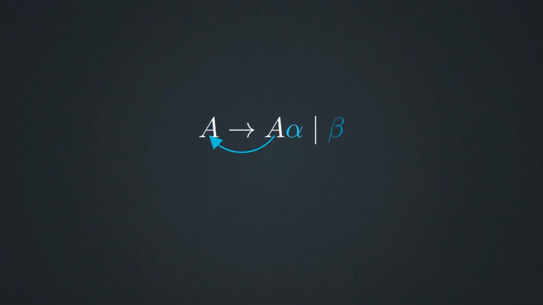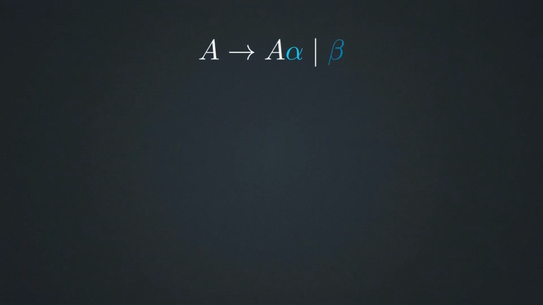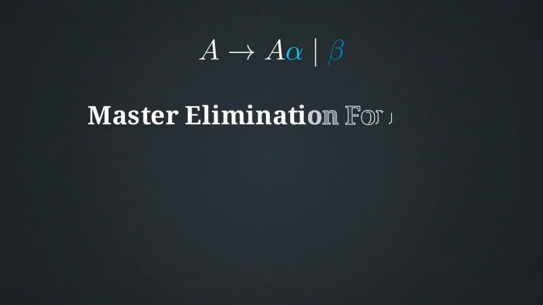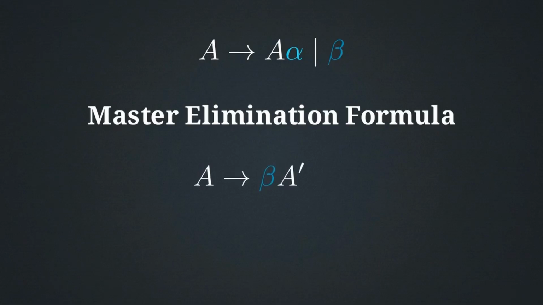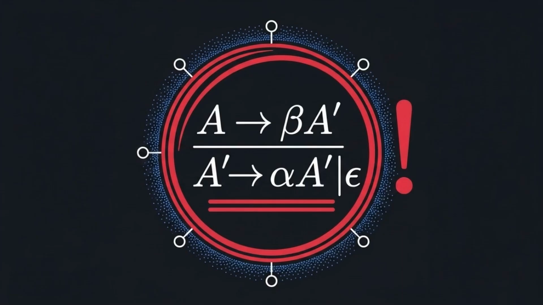To break the loop, compiler designers apply a master elimination formula. We force the grammar to loop on the right side instead of the left. The original rule transforms into two new rules. A produces beta followed by A prime, and A prime produces alpha followed by A prime, or epsilon. By locking this specific structural formula into your memory, you can safely rewrite any direct left recursive production you encounter.